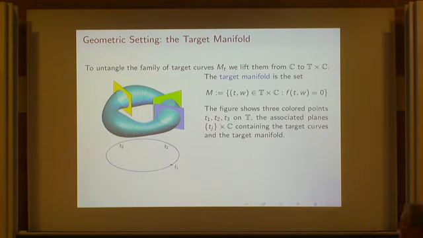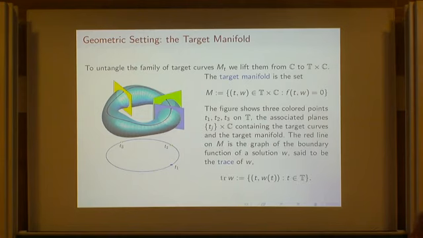So we lift everything up, and we have the fibers here shown as planes, and the target curves are just the intersection of these planes with this object, which I call a target manifold. So the problem is completely encoded in this target manifold. So we can really see it. This is the advantage. What about solutions?